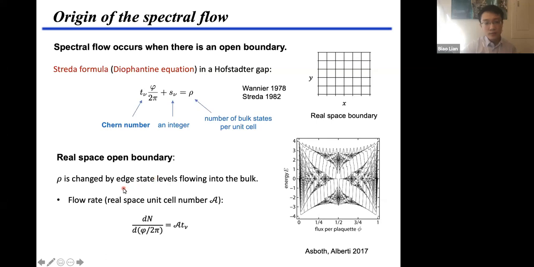But in the bulk there is a gap. So the way that the number of states can change is by flowing the edge state levels into the bulk. This creates the flowing edge states as a function of magnetic field B. And one can calculate the spectral flow rate, which is proportional to the real space area of the system.